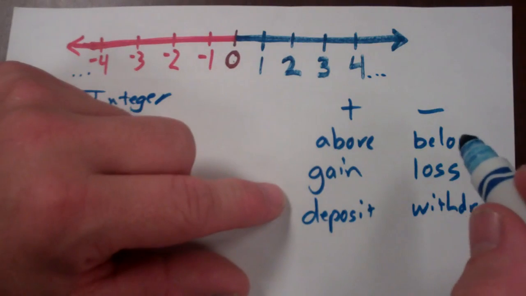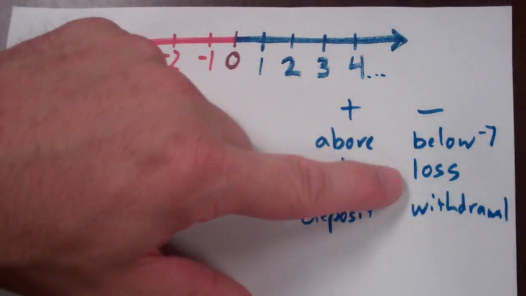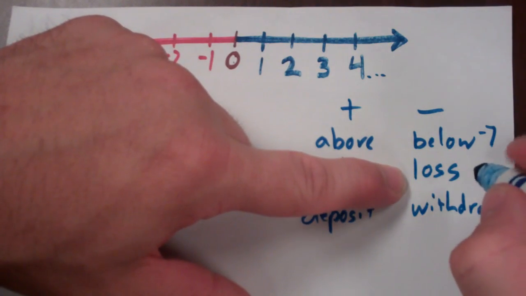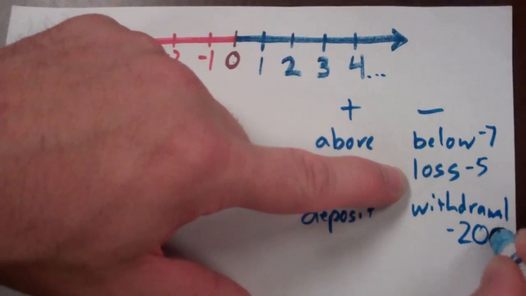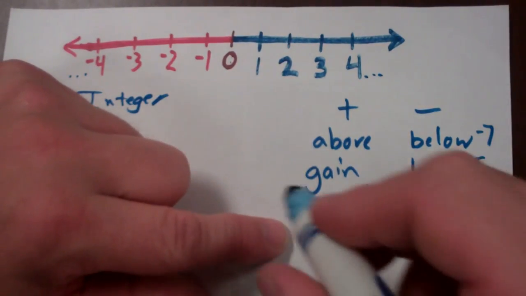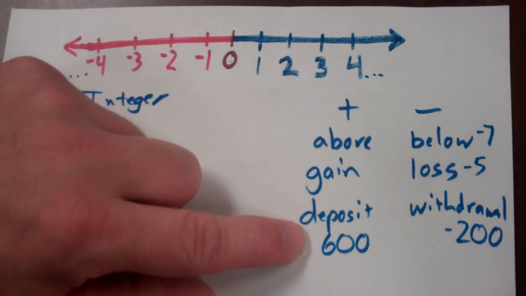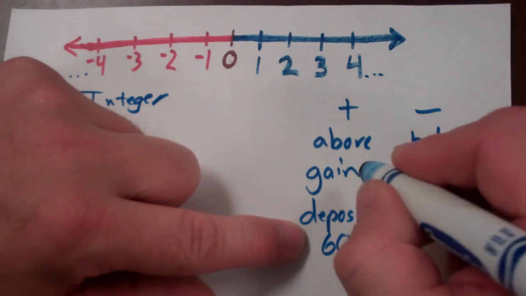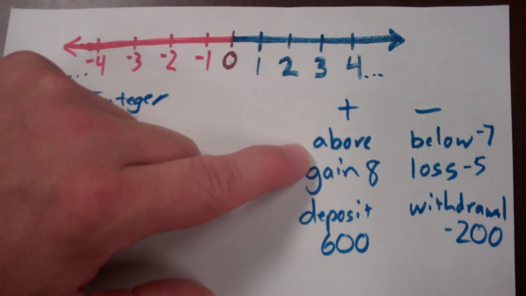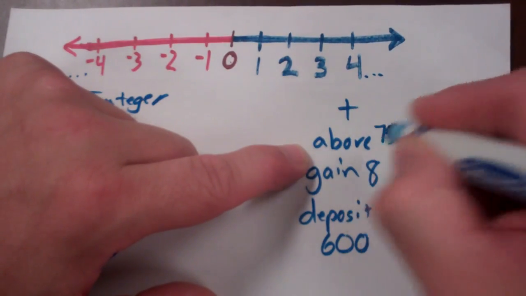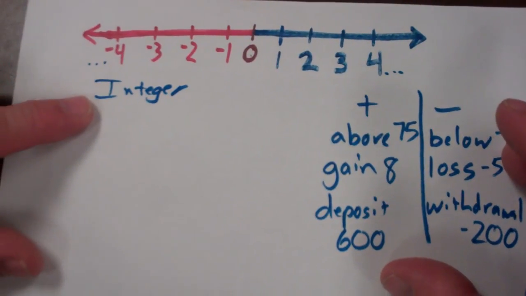So if I said it was 7 feet below sea level, that would be -7. A loss of 5 yards on the football field is a -5. A withdrawal of $200 from your bank account is -200, is the way we'd write that as an integer. A deposit of $600, however, would be a $600 positive. We don't write the positive in front of it, but it still is a positive. A gain of 8 yards in football would be a positive 8. If it's 75 foot above sea level, that would be a positive 75. So once again, some positives versus negatives, understanding that we're still dealing with integers.